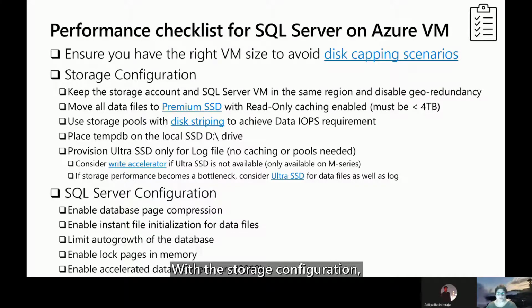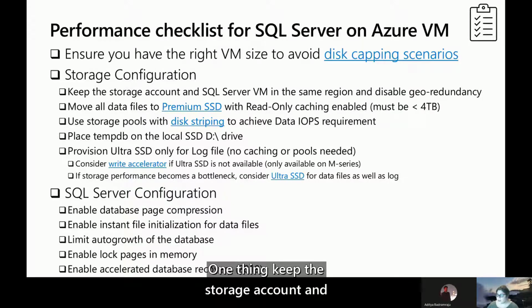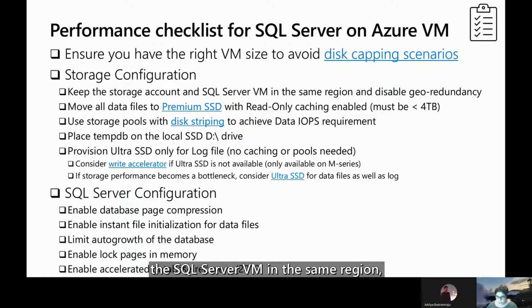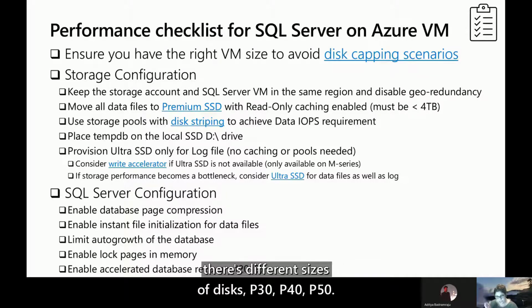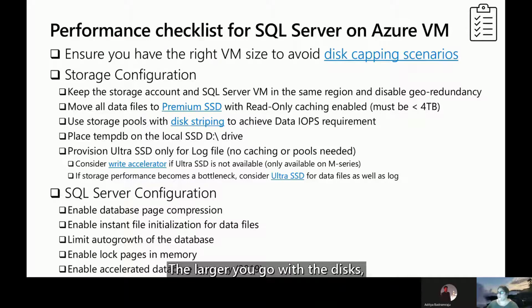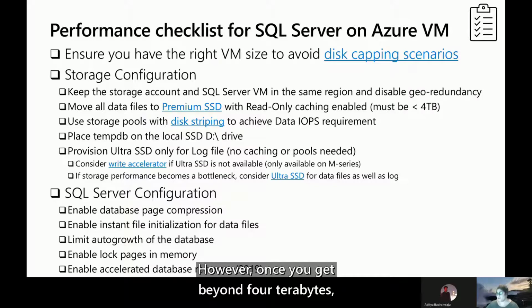For the storage configuration, one more time on the storage configuration. Keep the storage account and the SQL Server VM in the same region and disable geo redundancy, because that can slow things down a little bit. Remember, data files on premium SSD with read-only caching enabled. And just a quick note there, there are different sizes of disks, P30, P40, P50. The larger you go with the disks, the more IO and throughput you get. However, once you get beyond 4 terabytes, you cannot turn on the read-only caching. So you need to be less than 4 terabytes.